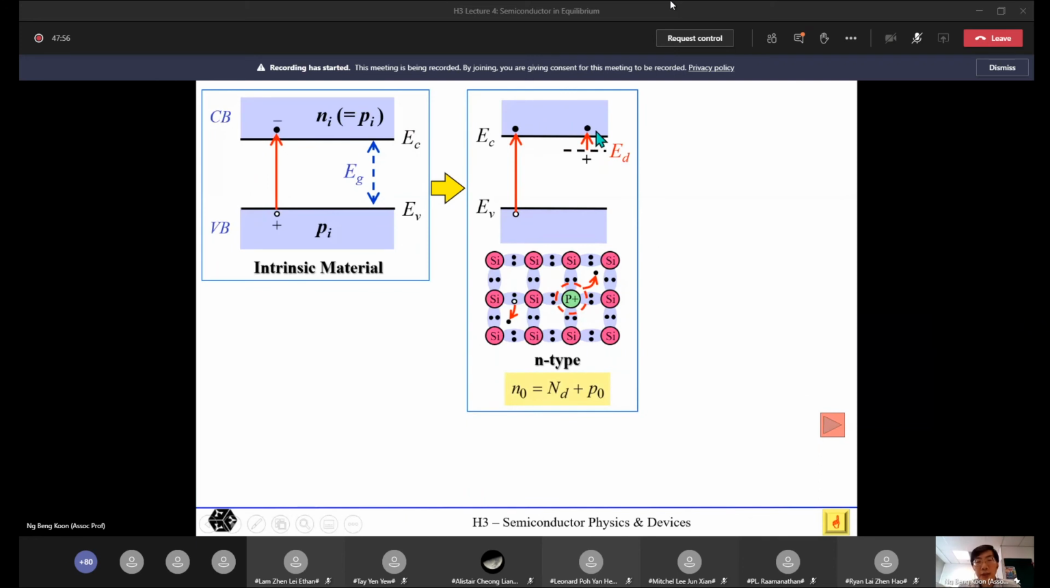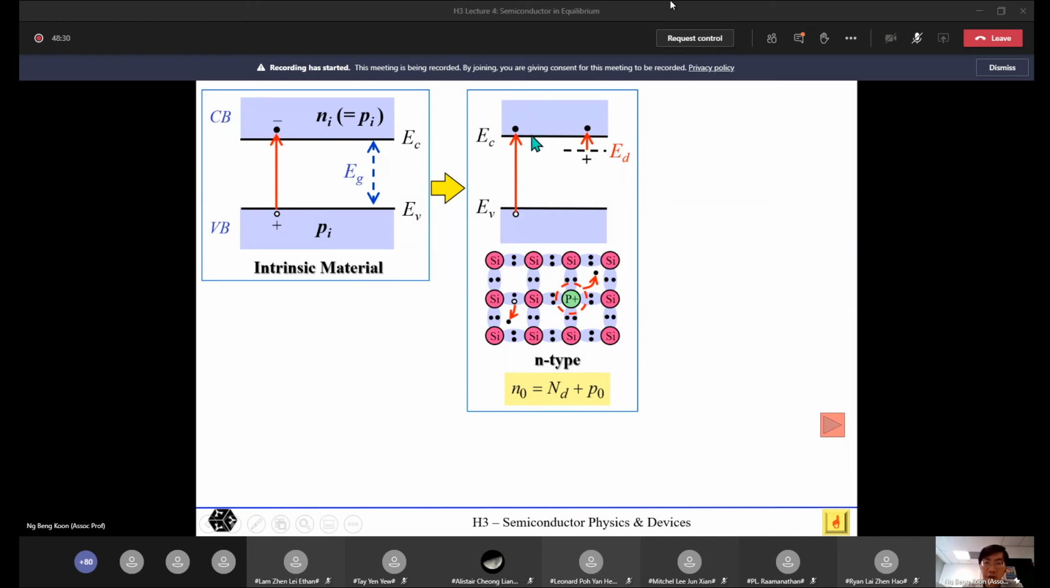Notice that in this process, it does not produce a hole in the valence band. Instead, it leaves behind an ionized impurity atom that is stuck in the lattice position. So this phosphorus atom becomes positively ionized, and it's different from holes in that it doesn't move, because it's fixed in the lattice position. Of course, in this type of semiconductor, your band-to-band transition is still occurring, because this is an intrinsic behavior in the semiconductor.